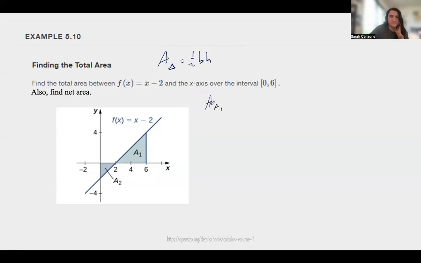Area of A1, I don't know why this makes me so uncomfortable. Does this make you uncomfortable? I'm talking to a computer screen, so I'm sure it doesn't make the computer uncomfortable.